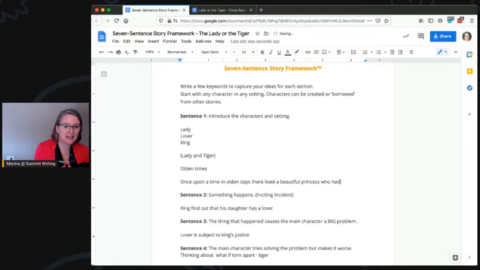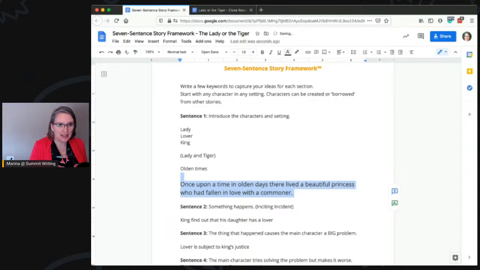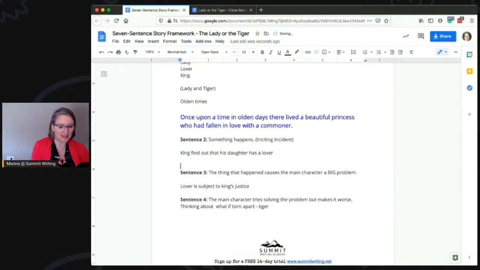who had taken a lover. I'm not sure if that's exactly how I want to, who had, let's say, fallen in love with a commoner. Let's say that. Once upon a time in olden days, there lived a beautiful princess who had fallen in love with a commoner. Now I'm going to make that a little bit bigger, and let's make it blue. There we go.